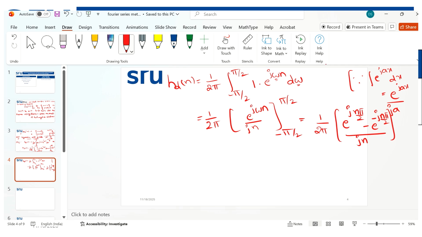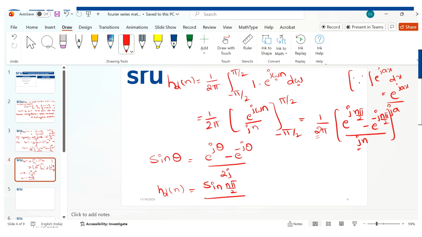Now we know from the trigonometric series sin theta is equal to e power j theta minus e power minus j theta divided by 2j. Same way, we have here hd of n is equal to e power j theta minus e power minus j theta divided by 2nj. If I write the same, I will get it as sin, the theta value is n pi by 2, divided by n pi.